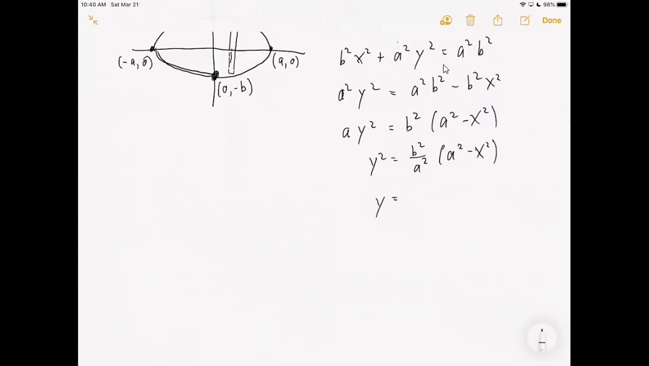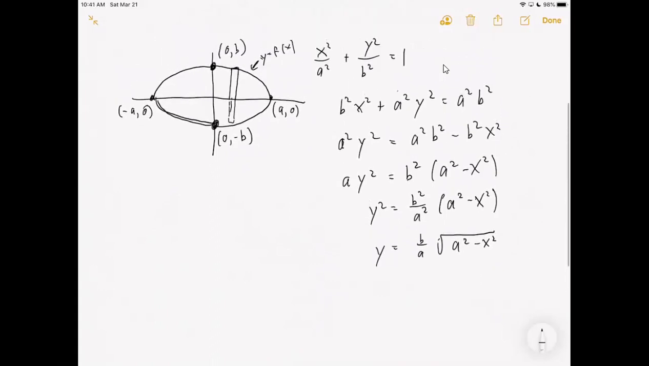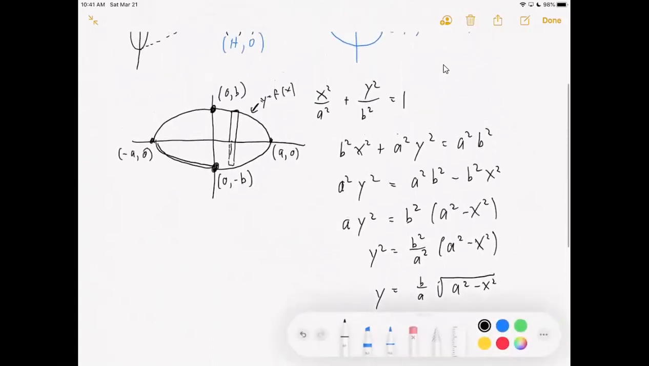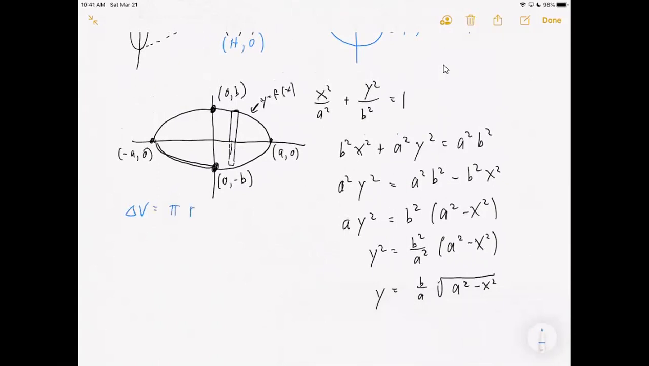Therefore, y in the first quadrant, we'll just do the positive root, is b over a times the square root of a squared minus x squared. Now, coming back over to our ellipsoid here, if I want to integrate this thing, I am going to use disks. And we know that our formula for a disk is that delta V is equal to pi r squared. In this case, since it's vertical, that would be delta x.